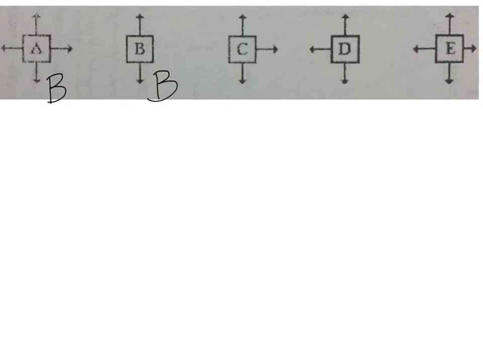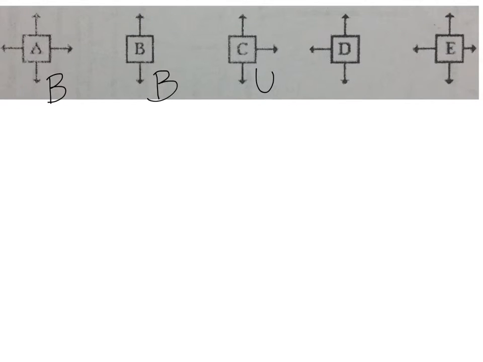For C, we've got the same arrows going up and down, but now we've got an additional arrow to the right. We don't know what type of force this could be. It might be friction. It might be an applied force. We don't know. But because we don't have an arrow of the same magnitude going left, we've got an unbalanced. So I'm going to write a U for unbalanced.